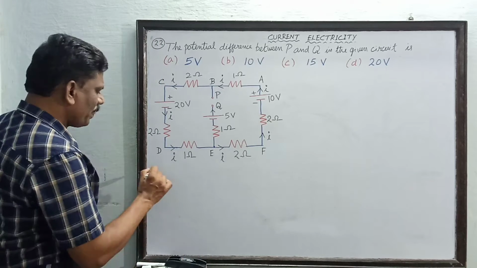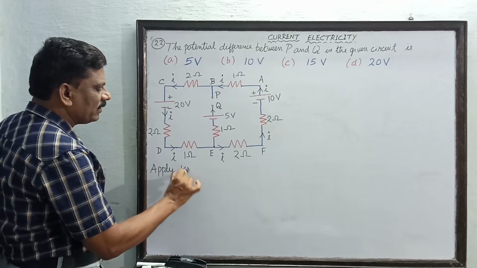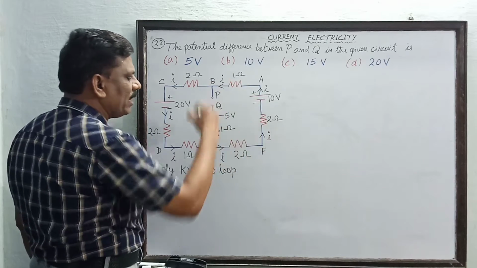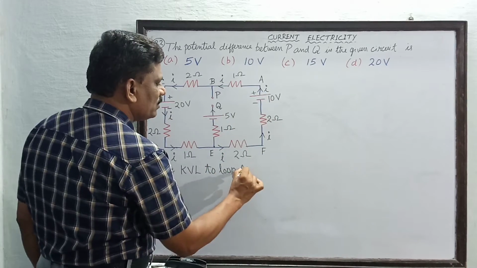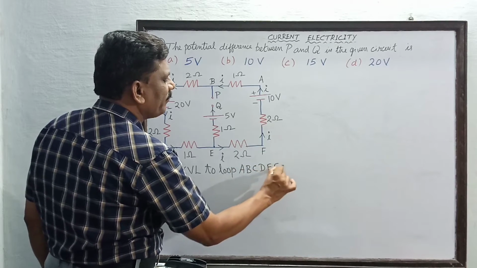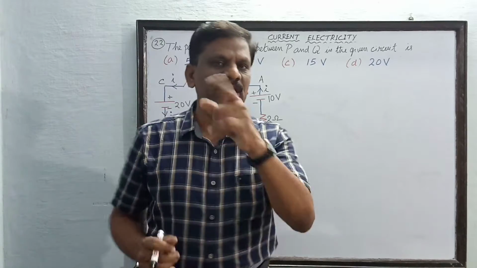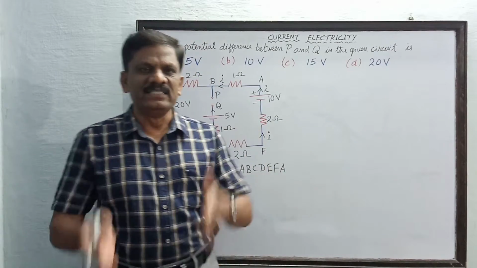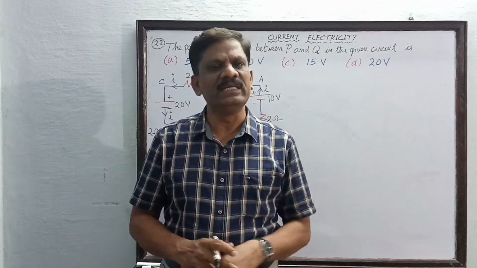Now I will apply Kirchhoff's voltage law to the closed loop, that is the larger loop, A, B, C, D, E, F, A. Mathematically, we have done many problems in the earlier classes. The algebraic sum of the I into R product is equal to the algebraic sum of the EMFs.